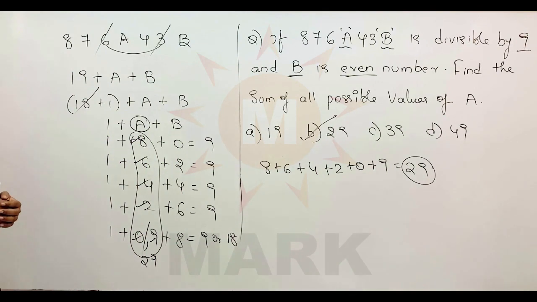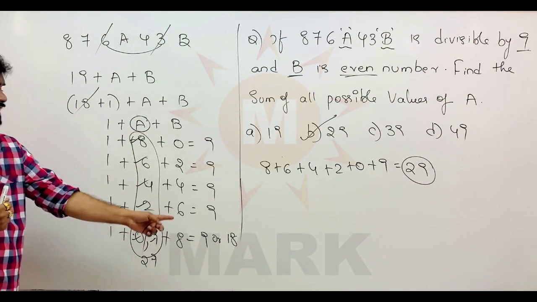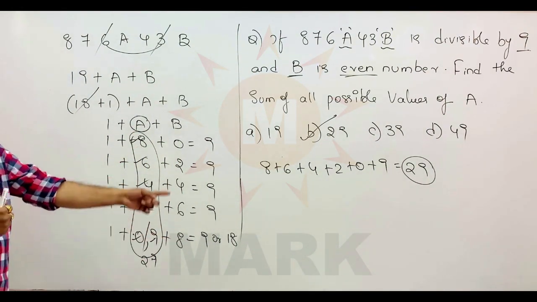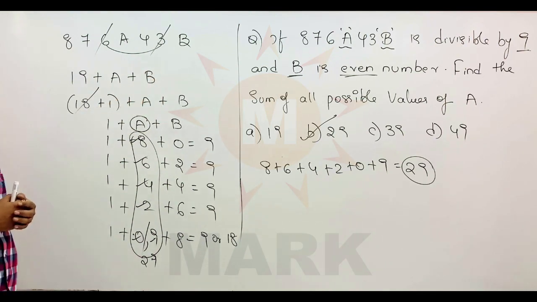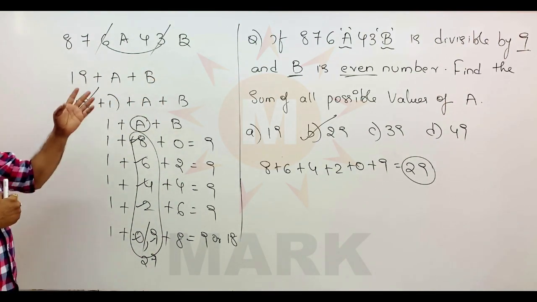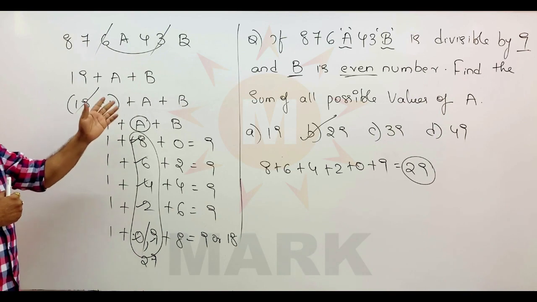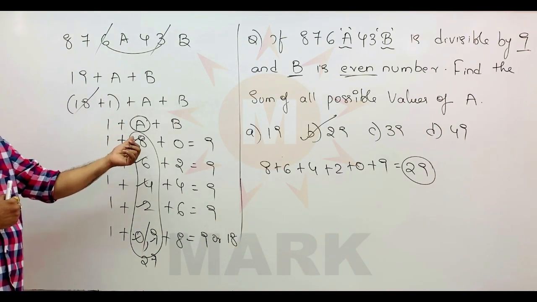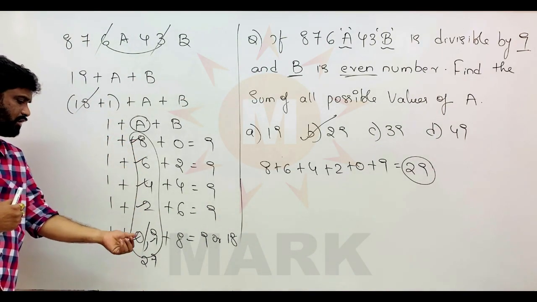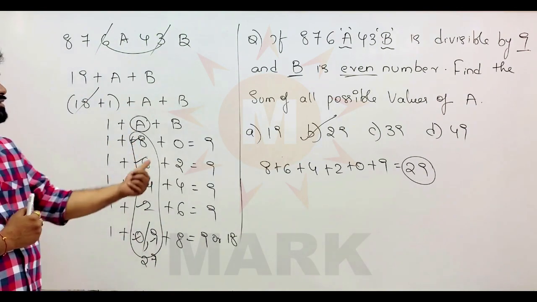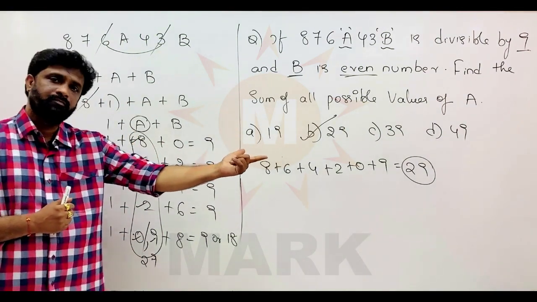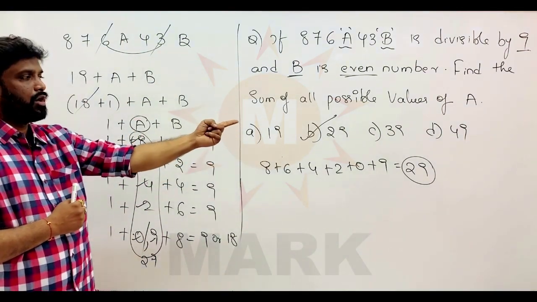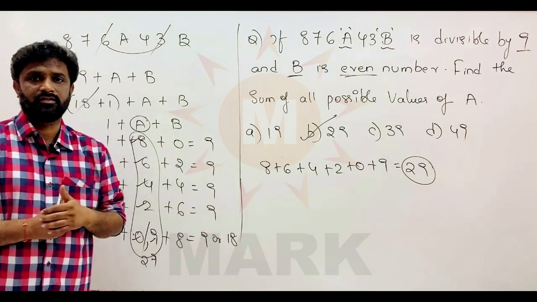You can see here, B is an even number, so I have taken first B, the even values, to satisfy the condition given in the question. Then he is asking what are the values that I can put in the place of A. So first I have taken all the single digit possible values, 8, 6, 4, 2, 0 or 9. Then I have taken the sum, which is coming as 29. So option B, 29 is the correct answer for this question.